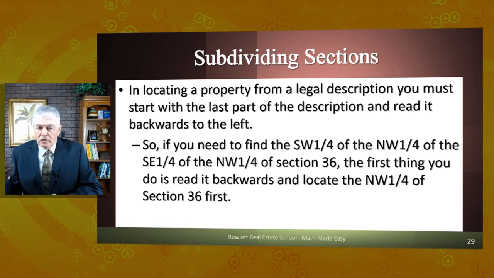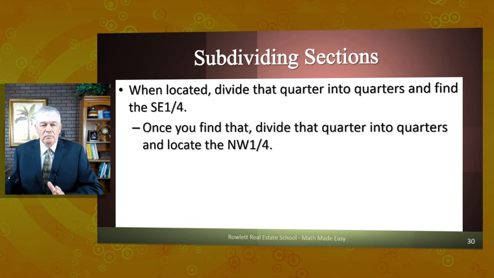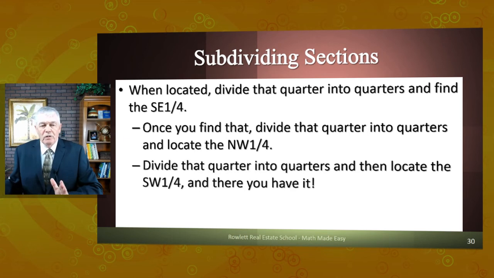So if you need to find the southwest quarter of the northwest quarter of the southeast quarter of the northwest quarter of section 36, the first thing you need to do is read it backwards and locate the northwest quarter of section 36 first. All right, when located, divide that quarter into quarters and find the southeast quarter. Once you find that, divide that quarter into quarters and locate the northwest quarter. Divide that quarter into quarters and locate the southwest quarter. And there you have it.